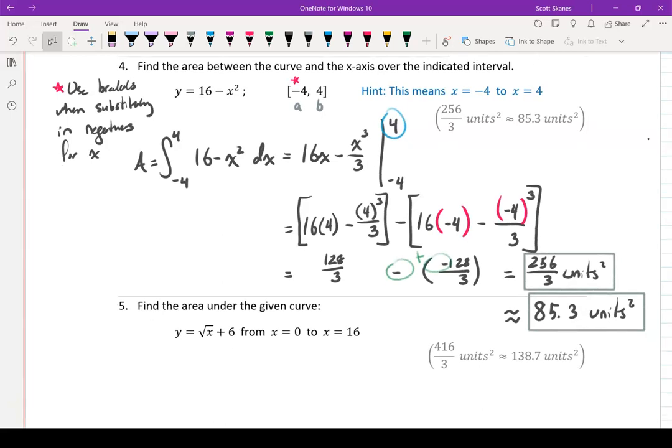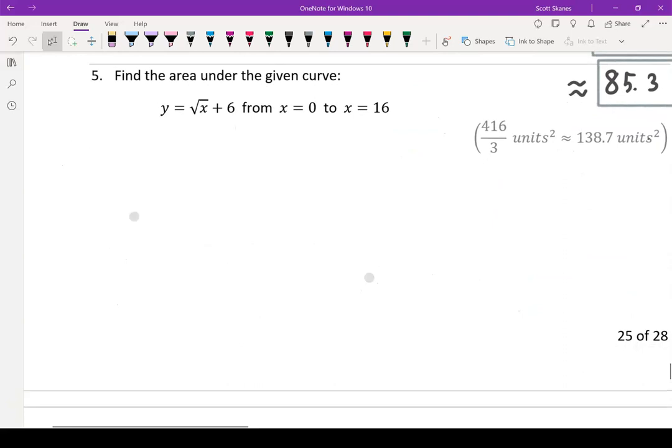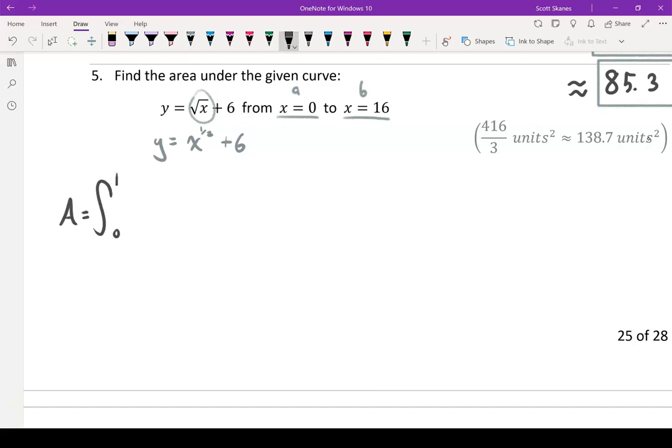Number 5, find the area under the given curve. Now this integration is going to involve the integral of a square root. And so you need to be careful about square roots. You've got to rewrite them before we start. Might be a good idea. You don't need to, but it's a good idea to at least consider that that is a power of a half, right? And then it says from x equals 0 to x equals 16. So that's our a value, that's our b value. And we'll just go ahead and get our area, which is the definite integral from 0 to 16 of our function.